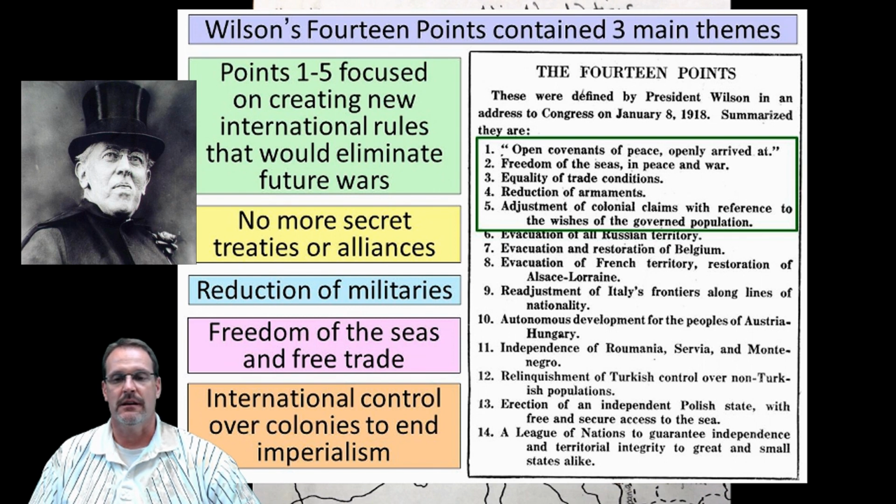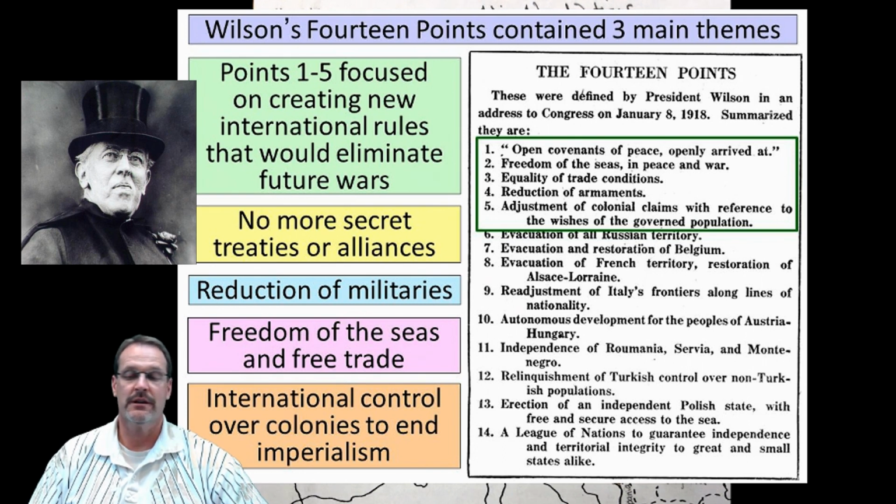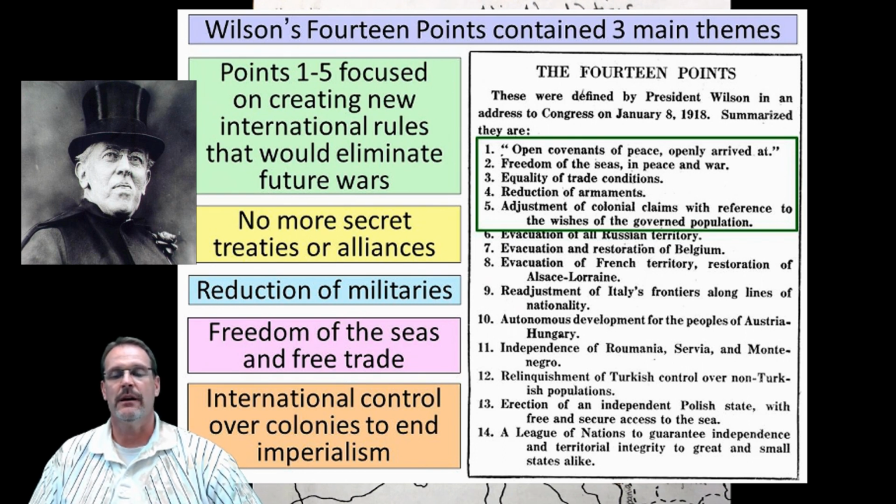But on that list of his 14 points, he talks about eliminating secret treaties, freedom of the seas. The U-boats really affected the United States when we were shipping things to people. And equality of trade conditions, that trade conditions wouldn't be affected by the size of your nation. A reduction of armaments, basically world reduction of armaments, that countries would limit the size and scope of their militaries. If you have smaller militaries, thus smaller wars. Adjustment of colonial claims.